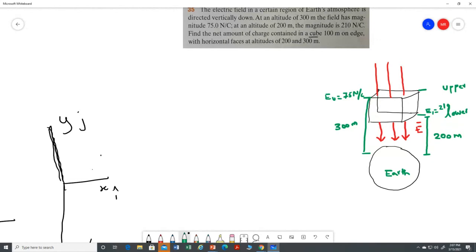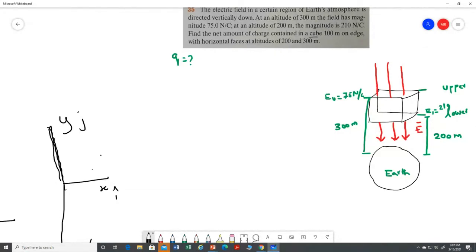Okay, now what are we going to do? We are going to find the net amount of the charges. Inside this cube, you have some charges, so we have to find the value of the charge. This is our ultimate aim. We are going to find the value of the charge. But before that, we have to know the clear information.